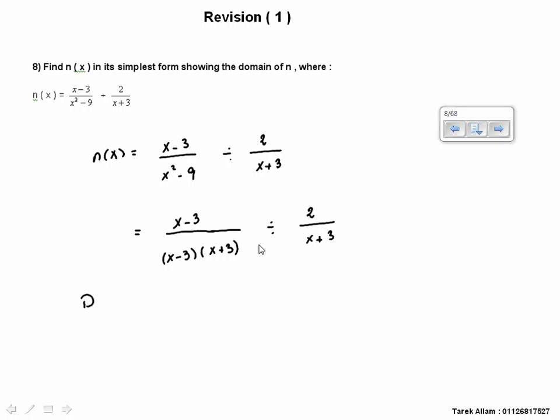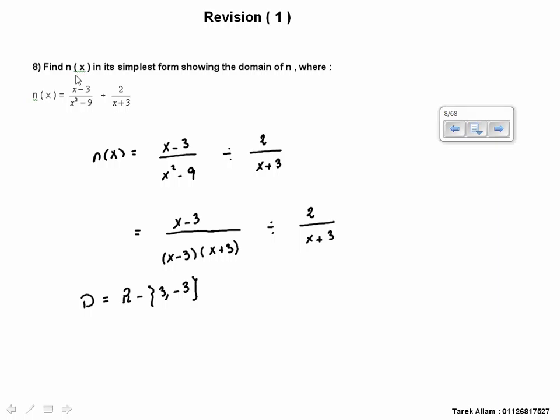To find the domain of n(x), when you have the division sign, we look at the zeros of the denominator of the first fraction and the zeros of the numerator and denominator of the second fraction. So the domain will be R except 3 and negative 3. Here the set of zeros of the numerator is nothing, and the set of zeros of the denominator here is negative 3, and we took the value of negative 3. So that's enough.